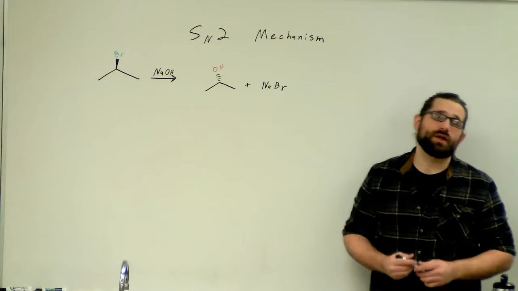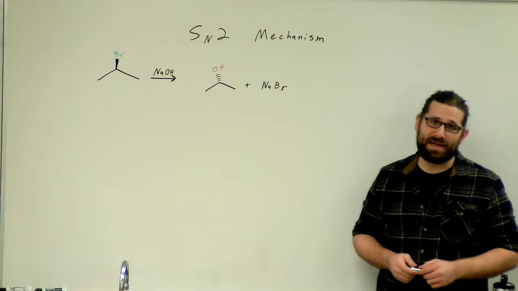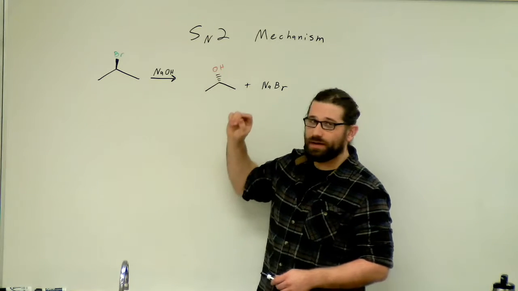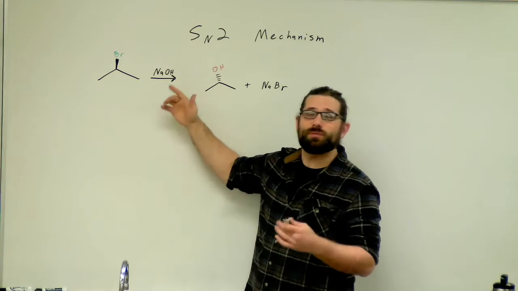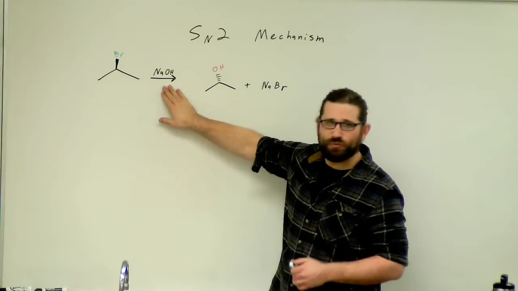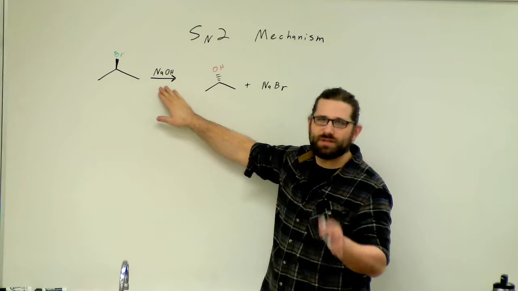I have written up here a reaction that is going to follow the SN2 mechanism. What's going to happen here is the hydroxide from the sodium hydroxide is going to be replacing the bromo group. Now, notice this convention for writing our reactants on top of the arrow. This is very common. You'll see a lot of it.